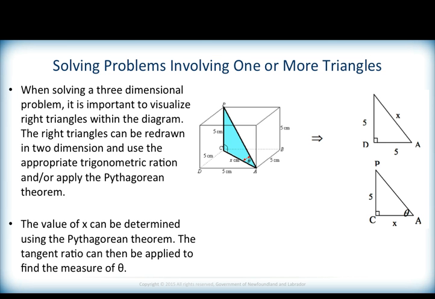If you want to extend the question where we have to find the angle theta, then the tangent ratio can be applied to find that theta. Since we are already given the opposite and the adjacent sides, the tangent ratio can be applied here. So as you can see, by picking apart the three-dimensional question and making it into a two-dimensional shape, you can see how the Pythagorean theorem and a trig ratio can be applied here.